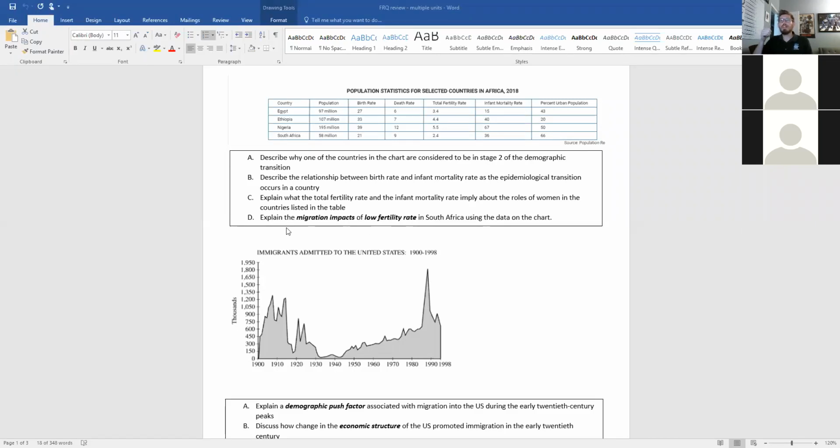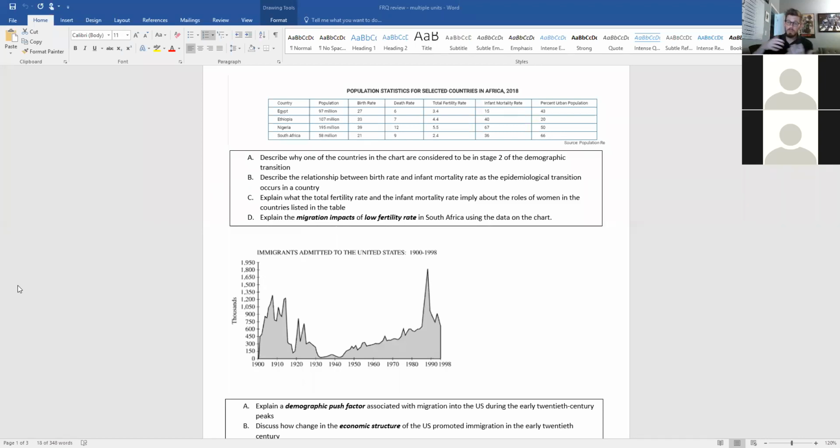Their infant mortality rate is the third highest, but look at the percent urban population. 66% of their population lives in an urban area. So just based off this data, especially compared to the other countries, you could say that South Africa is probably the most developed country of these four that are on here. So what does that say? How does that change migration? And that is pulling from chapter 3, from stuff in chapter 2.